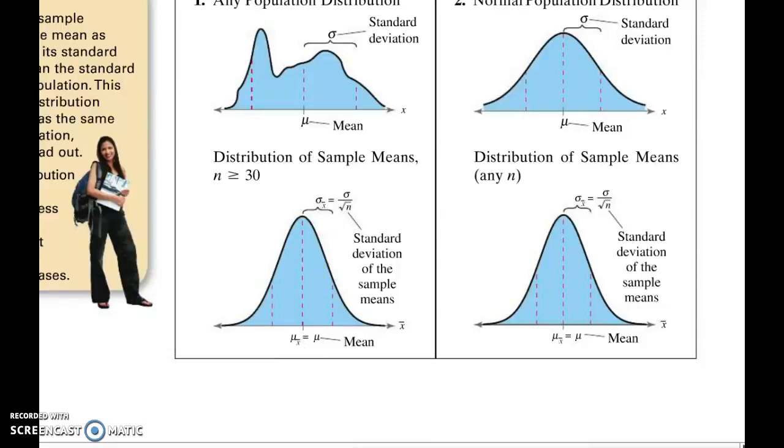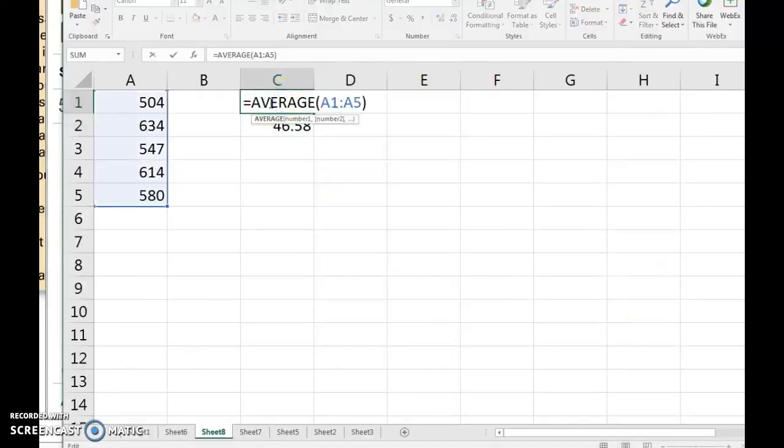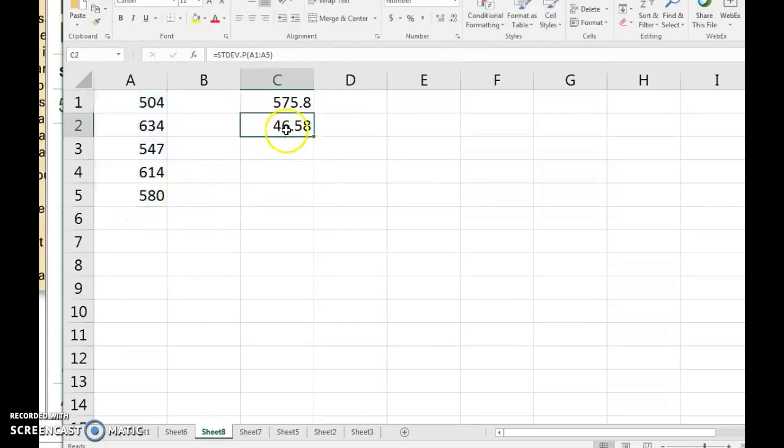And so to actually start looking at the homework here, the first one, we have a population that only has 5 things in it. All right, so first we want to see what is the mean and the standard deviation of that population. So in Excel, you can use the average formula to find the mean for the entire population, and then you can do standard deviation dot p because we have the entire population. So use the dot p for the standard deviation of the entire population.